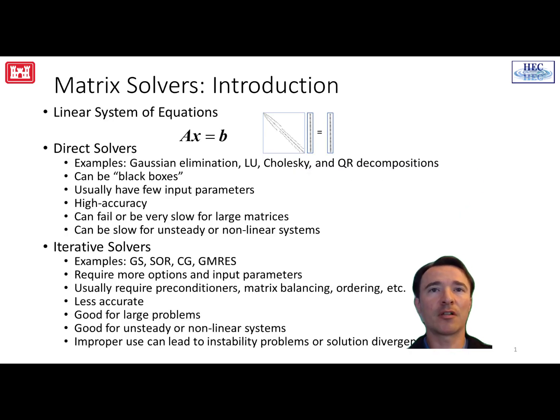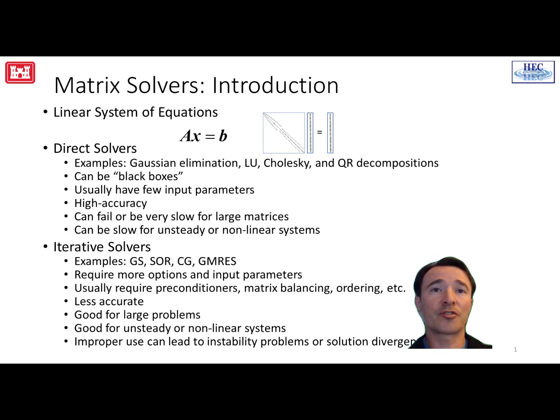All the 2D flow solvers in HEC-RAS require solving a sparse linear system of equations. The method used to solve this system of equations is referred to as the matrix solver. This is actually where most of the computational time is spent, and therefore speeding up the matrix solver, even by a little, can significantly reduce the overall simulation runtime.